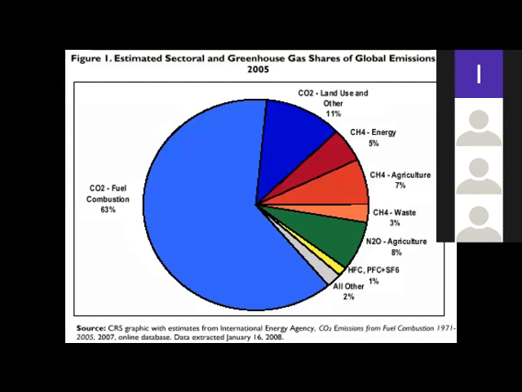Okay, so then if you take the sectoral view, carbon dioxide comes mainly from fuel combustion, 63%, and then land use, these two I talked to you about, and methane emission, and then agriculture also, nitrous oxide, methane. So those are the areas where greenhouse gases get into the atmosphere.